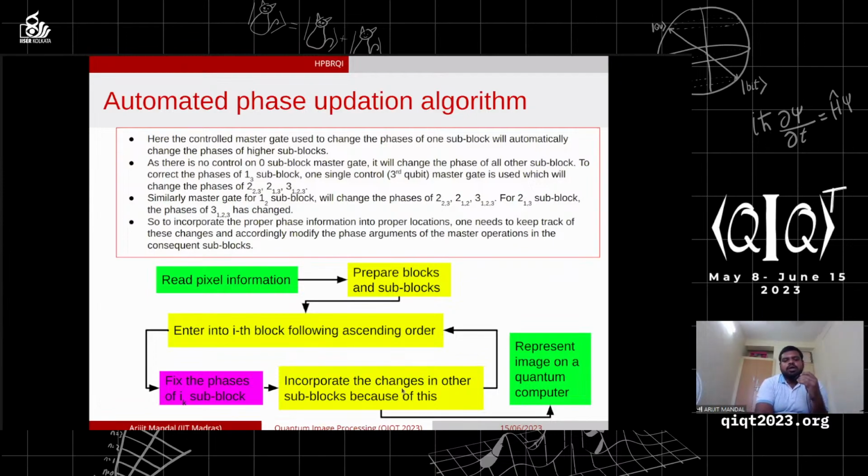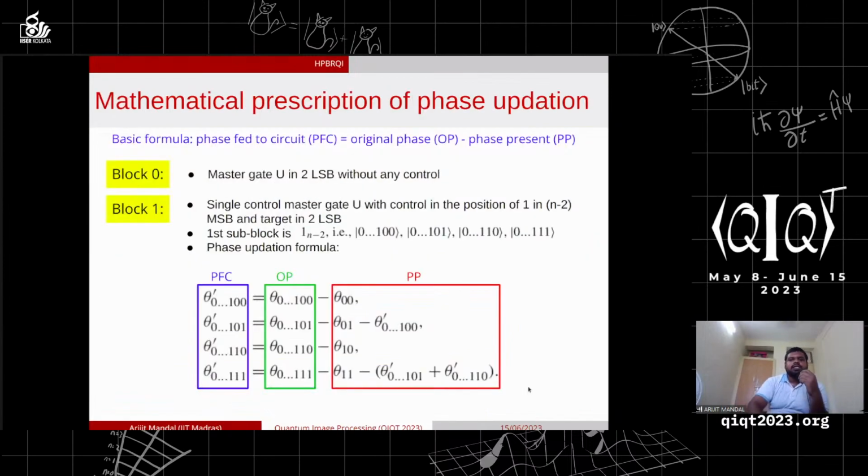And this process will be repeated until you reach the maximum block, and finally your image is represented on a quantum state or on a quantum computer. So this is the mathematical prescription of our phase updation algorithm. Basically the prescription is very simple. Every time you have to subtract your stored phase from the original phase, and the subtracted phase you have to feed to the circuit to get the original phase.